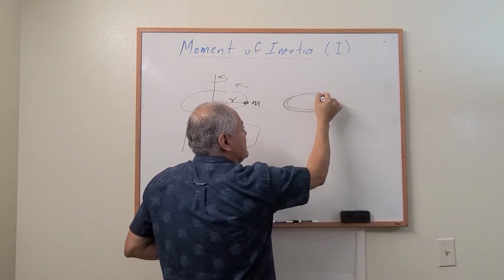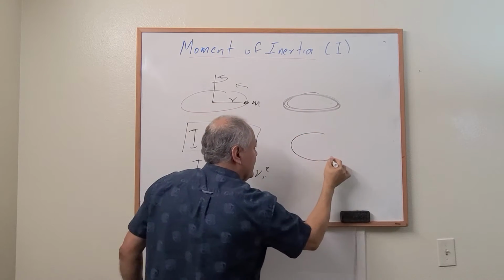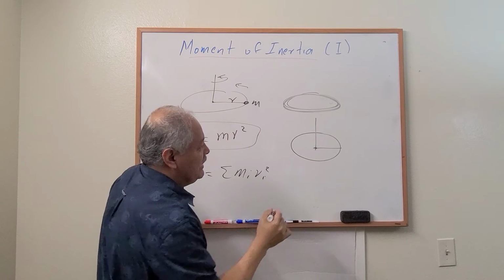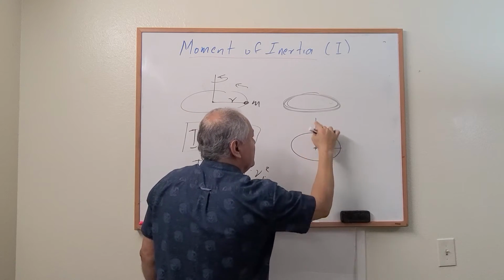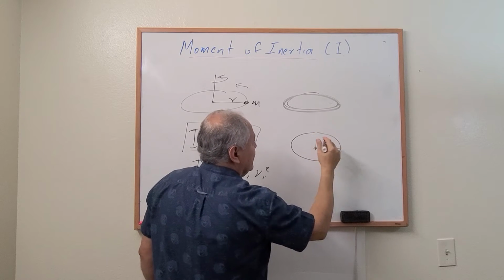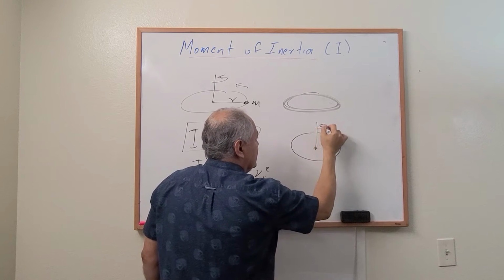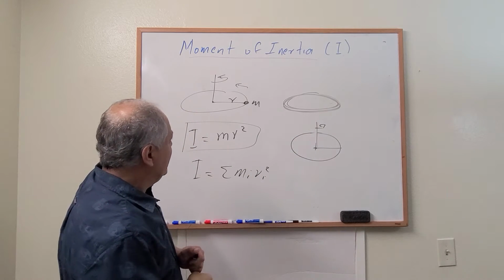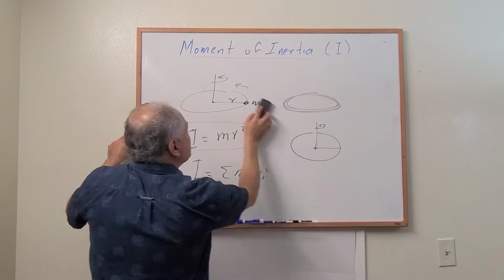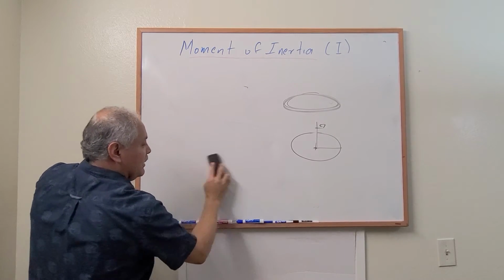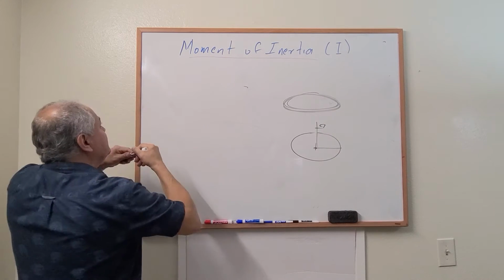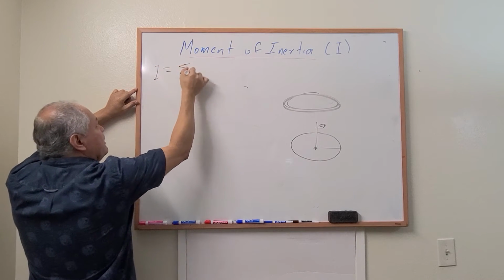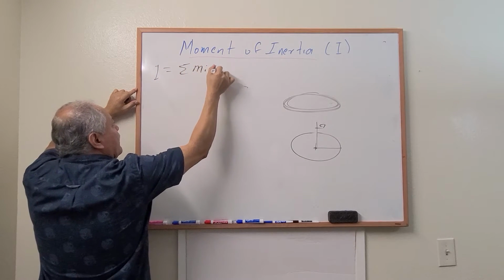Okay, imagine it's a ring. This is the ring right here, and this is the axis of rotation. That's the ring, and it rotates. Now, let me erase this part. We found that the moment of inertia in general, for particles, equals the summation of m sub i r sub i squared.